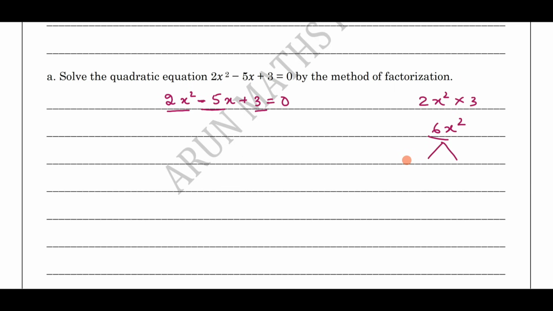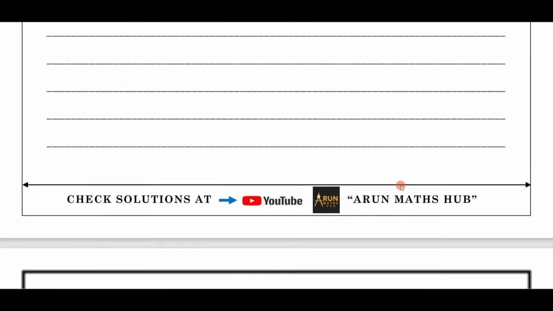It is minus 5x. So, you should take the negative terms, that is minus 3x minus 2x. Here, minus into minus gives plus 6x squared, and minus 3x minus 2x, if you are adding, you will get minus 5x. So, you can solve this question. Try to solve this question.